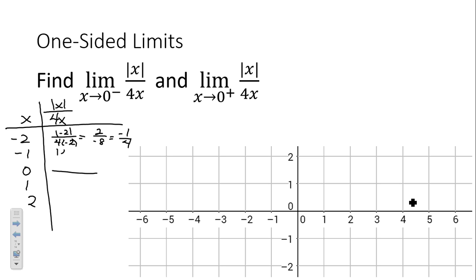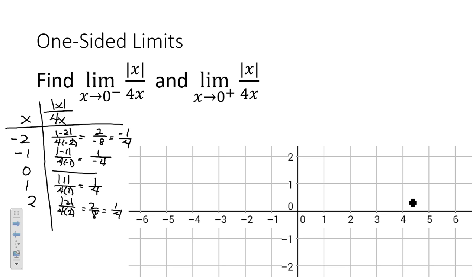Now we'll plug in a negative 1. So absolute value of x over 4x again, now it's a negative 1. We've written that. And when we take the absolute value of a negative 1 we get, and we divide that by 4 times negative 1, negative 4 again. Okay, let's try 1. The absolute value of 1 is, and then 4 times 1 is, and then the absolute value of 2 is 2. 4 times 2 is, and that reduces to.